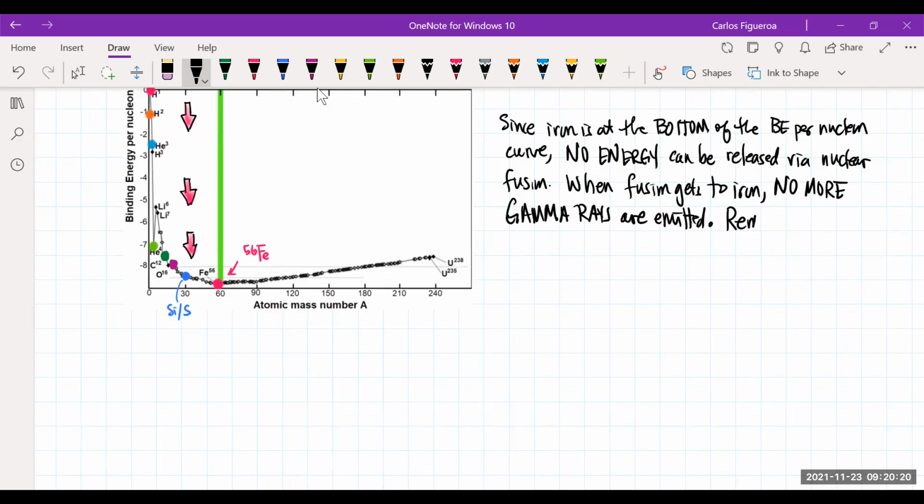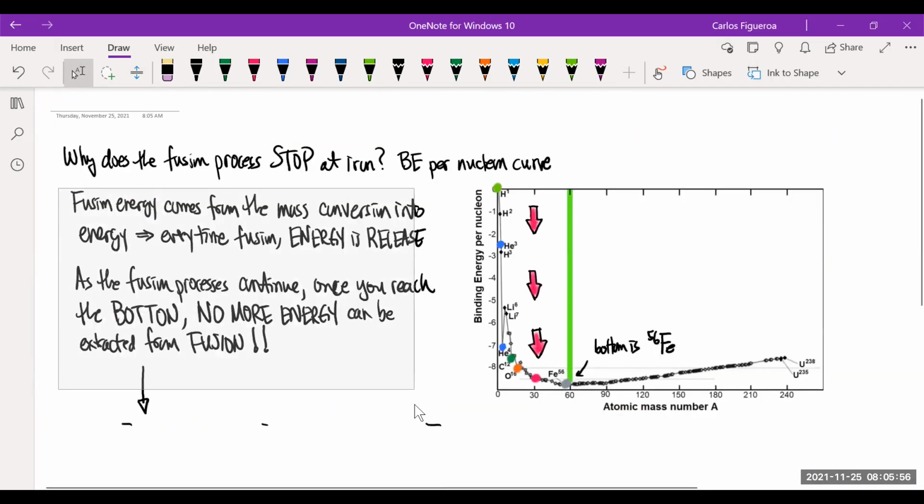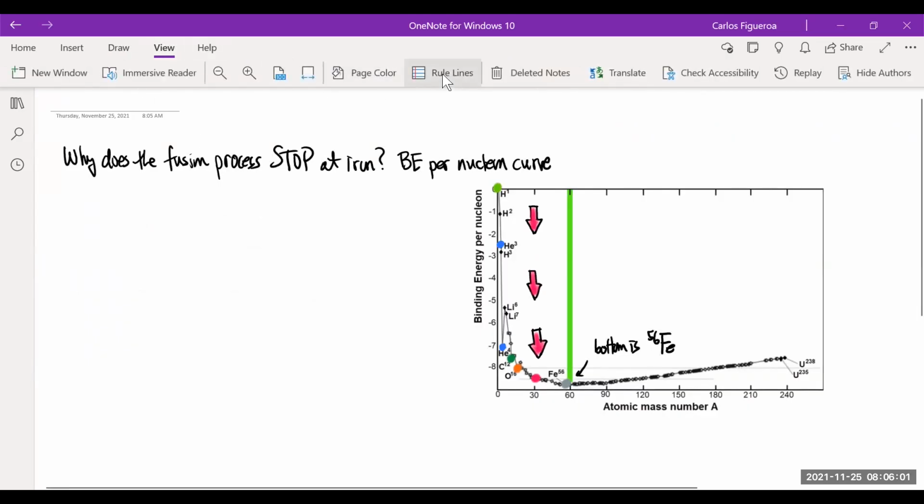Remember, gamma ray production is the lifeblood of a star. Something has to happen. I'm going to delete this and then start from scratch to make sure that we're in the right place.